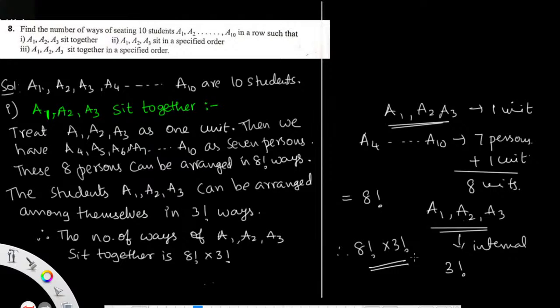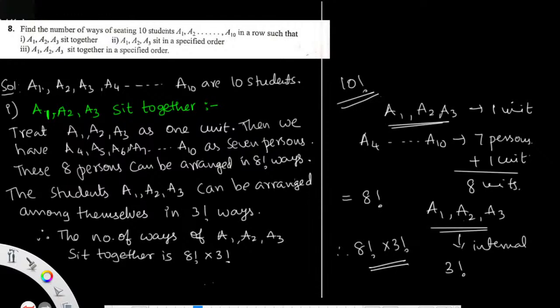So in the first question, what is the question given? Find the number of ways of seating 10 students in a row such that A1, A2, A3 sit together. In a row, how many are there totally? 10 students means you get 10 factorial ways. That is not the answer here. The question is that A1, A2, A3 sit together.